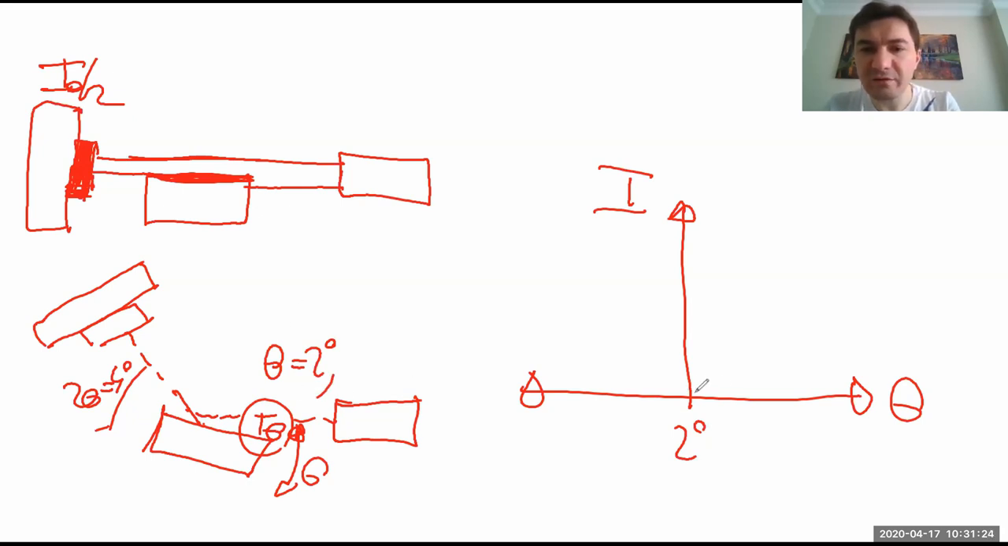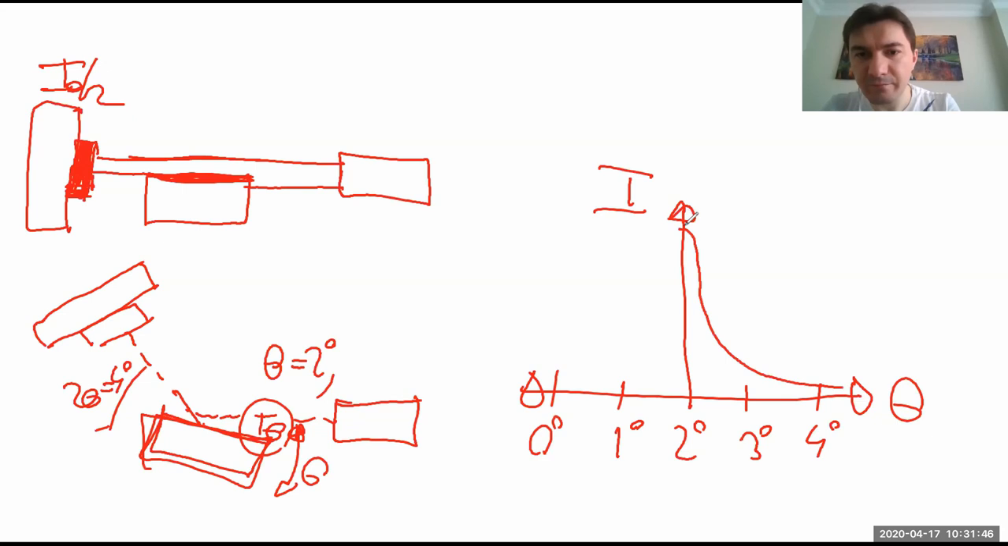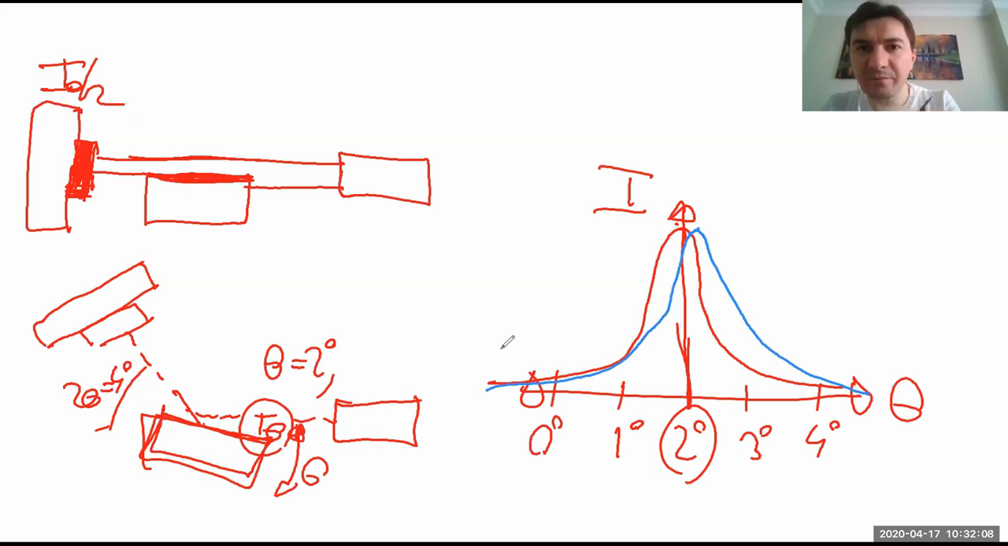Then I move it to that side, let's say 3, 4, and to that side, 1, 0, okay? So if the position of the sample is perfect, then you should see such a signal like this. So the detector is staying exactly at 2 degrees. But sometimes it happens like this. The maximum position of the peak slightly shifts to the right side, or sometimes it shifts to the left side like this.